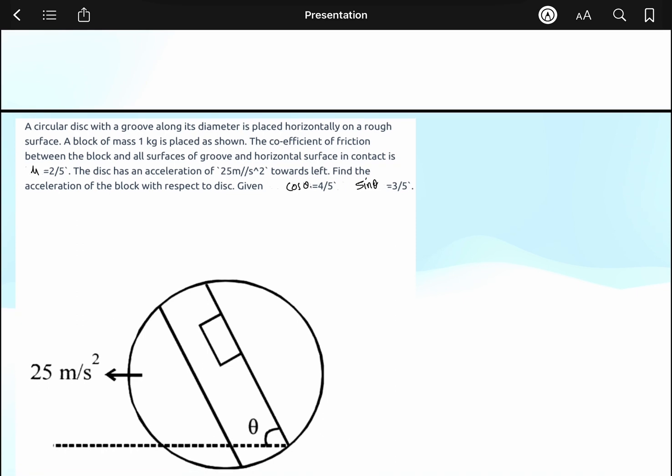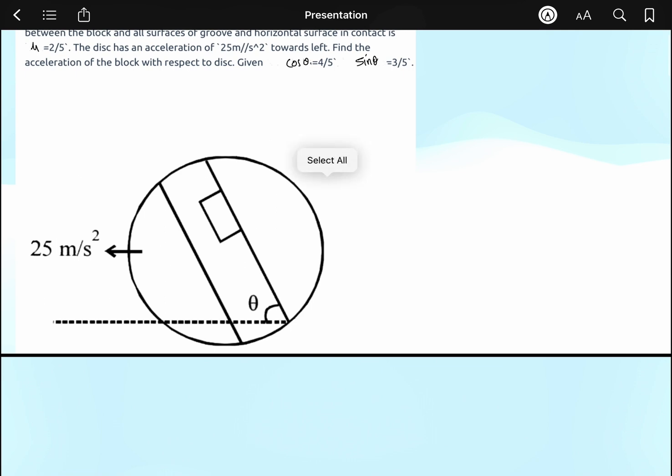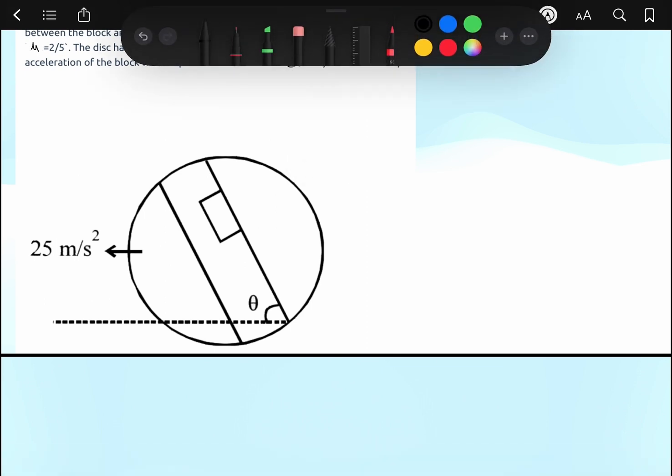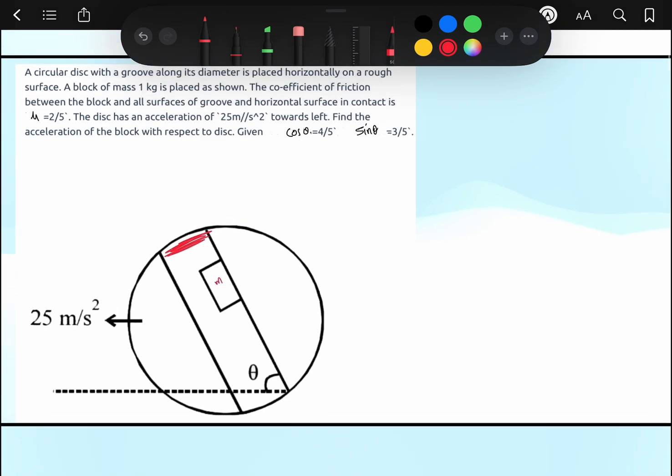Here is the question: a circular disc with a groove along its diameter is placed horizontally on a rough surface. A block of mass 1 kg is placed as shown in the figure. So this is a groove. I will draw it here. This is along this diameter, and we have placed a block of mass m here.